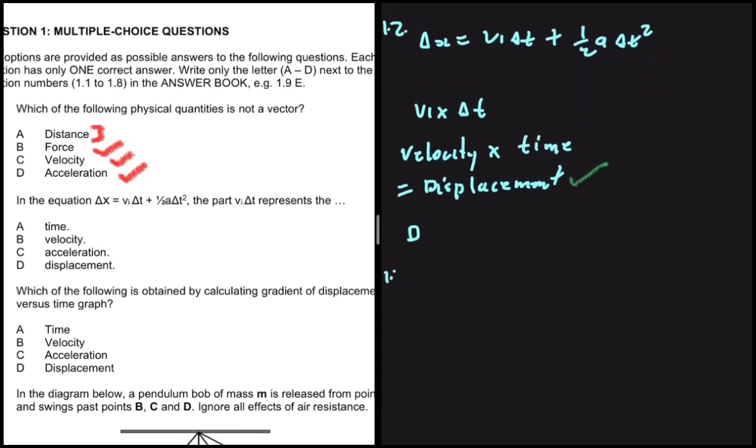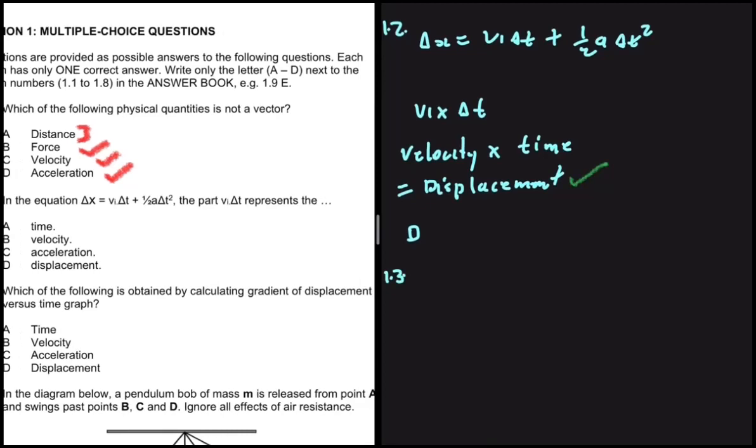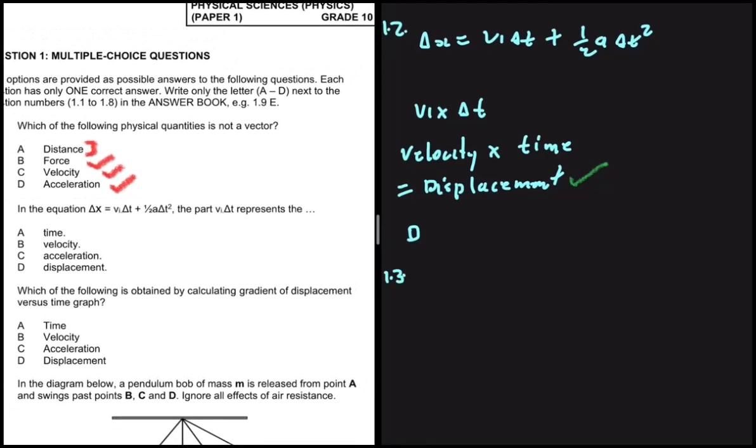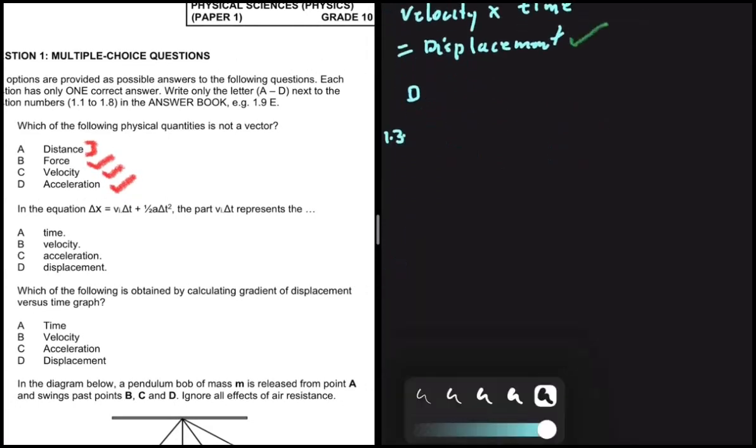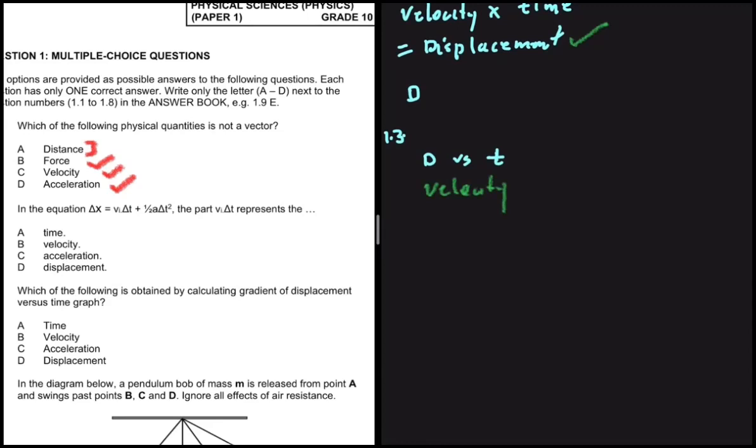Let's look at 1.3. Which of the following is obtained by calculating the gradient of the displacement versus time graph? If you calculate the gradient of displacement versus time, you will get velocity. And if you calculate the gradient of velocity versus time, then you will get acceleration. So the answer to 1.3 is velocity, which is option B.